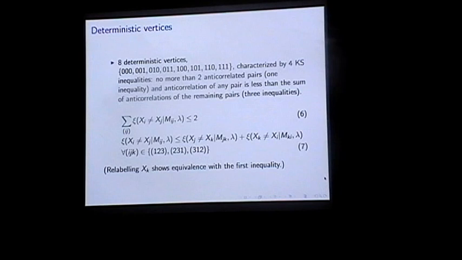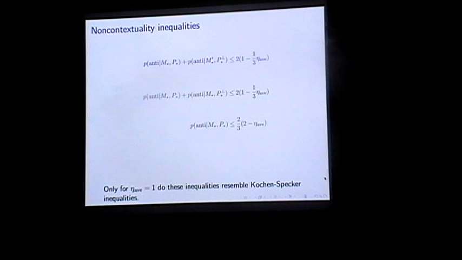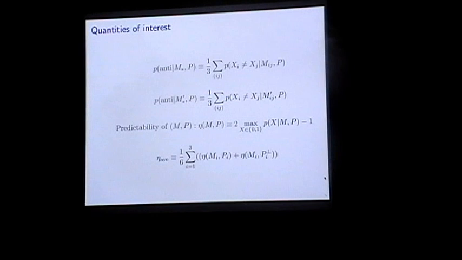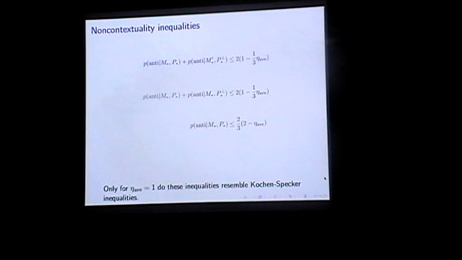But here we're not really starting with that assumption, and I haven't shown how to derive these inequalities. I could do that if there was some time, but probably there wouldn't be. So believe me that these inequalities follow from the operational equivalences we had and the assumption of non-contextuality applied to them. It so happens that only for the case where you've verified that the predictability of your measurements with respect to these preparations, this quantity eta average, is equal to 1, only in those cases is it justifiable to use something like a Kochen-Specker type inequality.